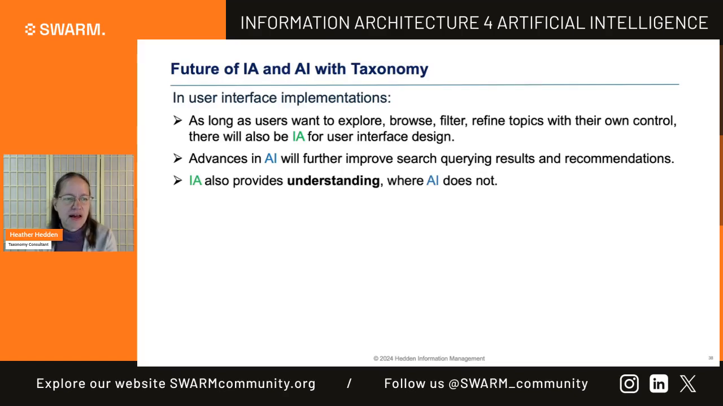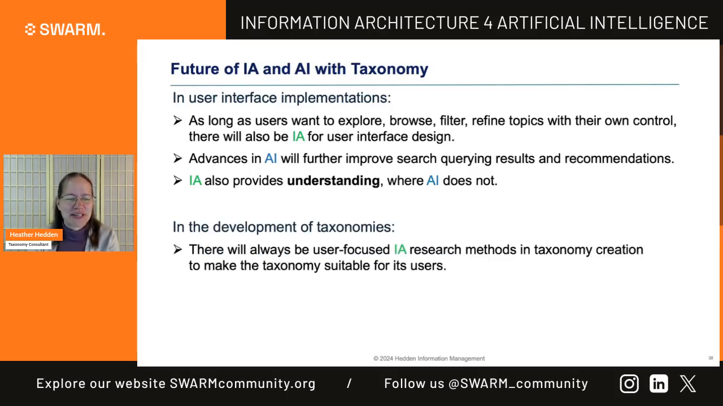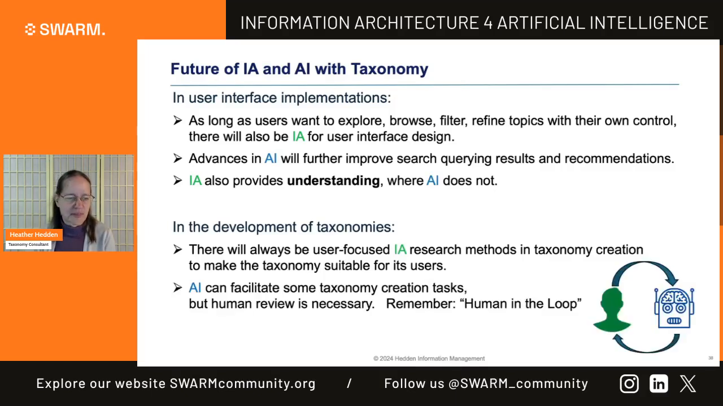And then back to IA, information architecture also provides understanding where AI does not quite. Particularly in the development of taxonomies, there will always be user-focused research methods and taxonomy creation to make the taxonomy more suitable for its users. We can't leave that out, so we're not going to go 100% with AI. AI can facilitate some taxonomy creation tasks, but human review is necessary, and we speak of human in the loop to review.